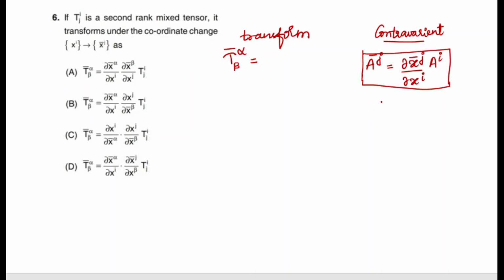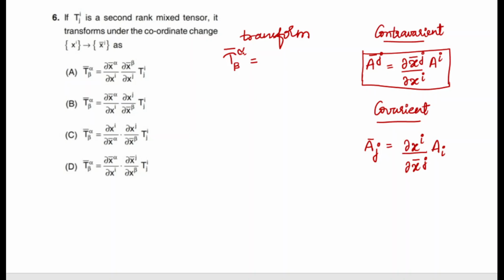Now, from the definition, the covariant tensor can be written as A bar_j, in the subscript, which is equal to dou x^i by dou x bar^j into A_i. This is the definition of the covariant tensor. Using these terms, we can build the transformation here.